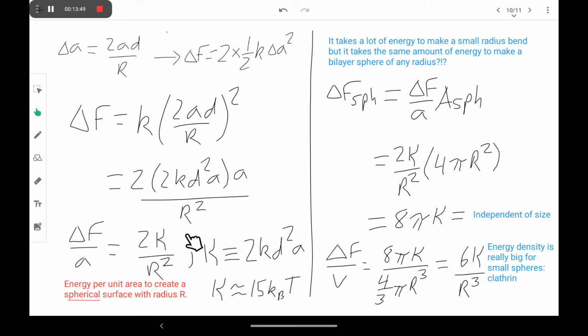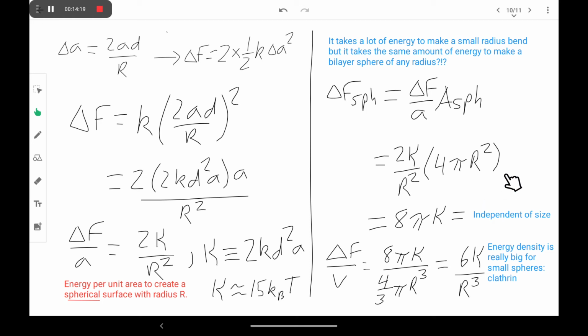But you know what's interesting is we can show here that the energy it takes to make a complete sphere is independent of the radius. Let's see how. If we want to see what is the energy it takes to make the whole sphere, bend the thing into a whole sphere, well, that would be the energy per unit area times the area of the sphere. Well, the area of the sphere is 4 pi r squared. And so it's 2k over r squared. We end up with 8 pi k. It's independent of the size.